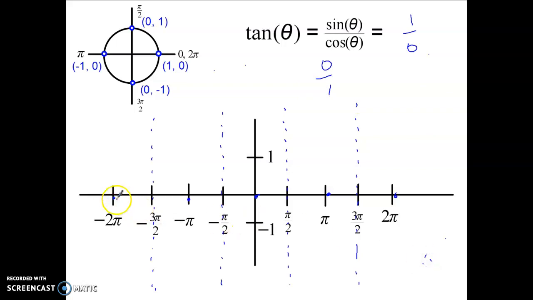Okay, well that doesn't really give us a whole lot to go on. I've got some points, but I can't connect them because I cannot cross over my asymptotes. I can get very close to them, but I can't cross over them. So we have to remember the signs for tangent. I remember that tangent is positive in the first quadrant, and tangent is also positive in the third quadrant, right? All students take calculus, so positive in the first and the third.